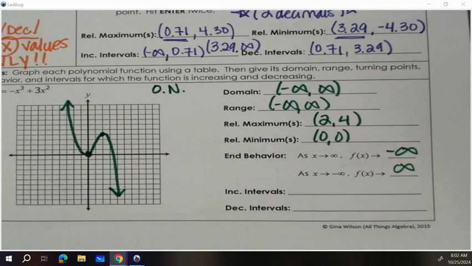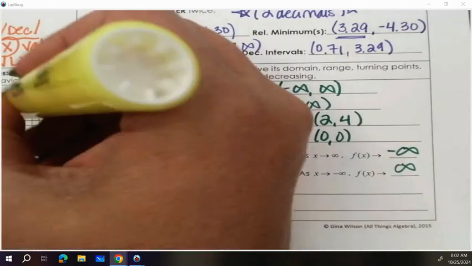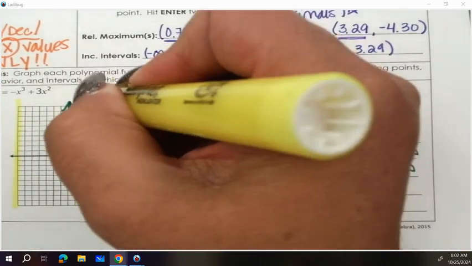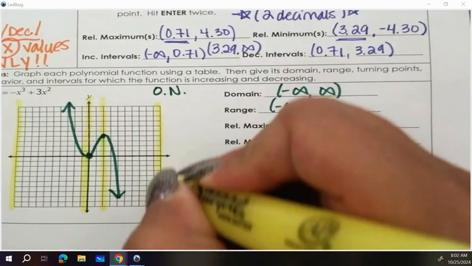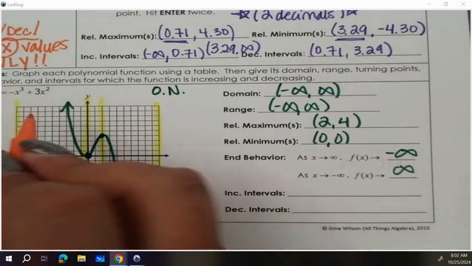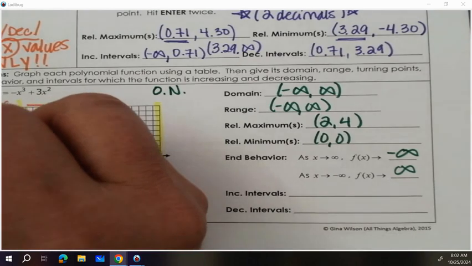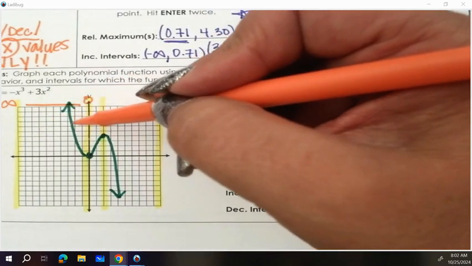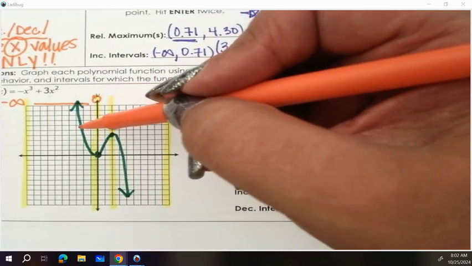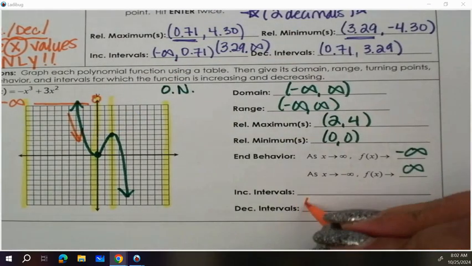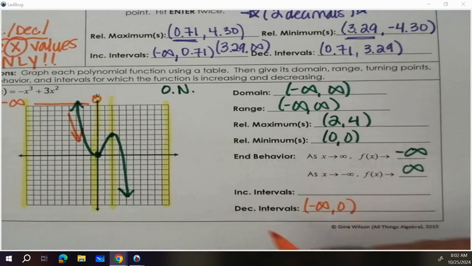All right, let's do increasing and decreasing intervals. When I do increasing and decreasing intervals, I like to separate it out. So I've got negative infinity to my first turning point. Then I go to my next turning point, and then it goes to positive infinity. So in this span right here, from negative infinity to 0, which way is my car going? Up. Really? Right here? If you were a car driving on this, which way would you be going? Downhill. I think we're decreasing. So negative infinity to 0, I'm decreasing.